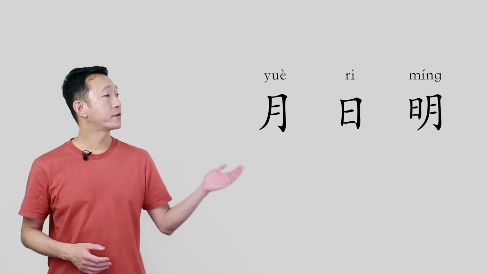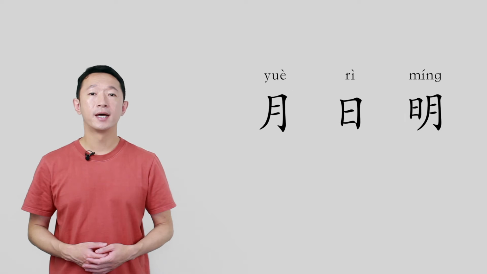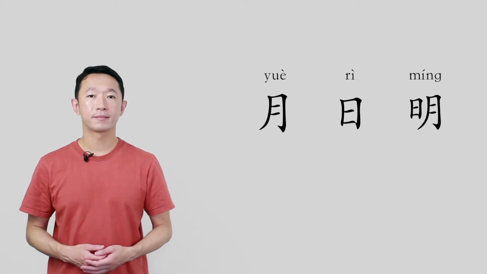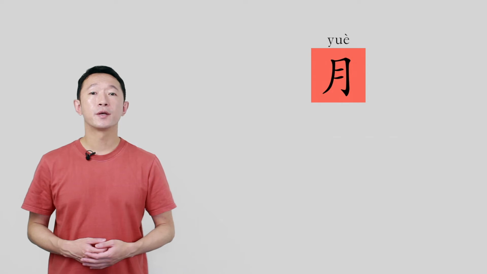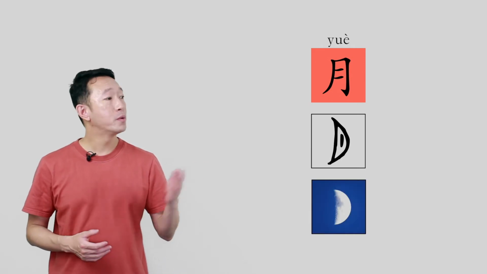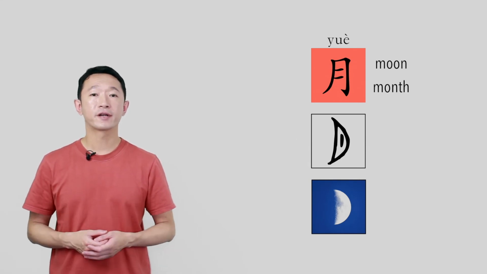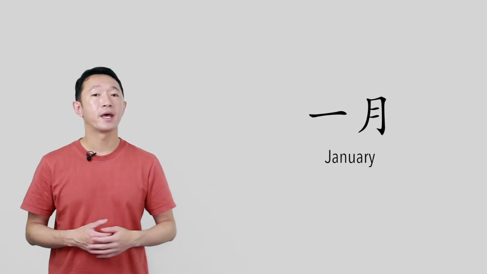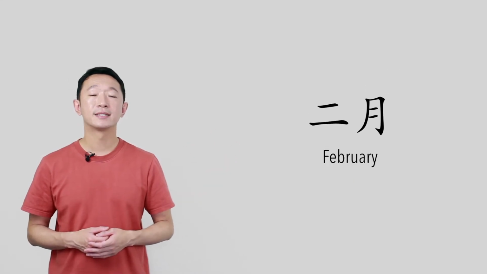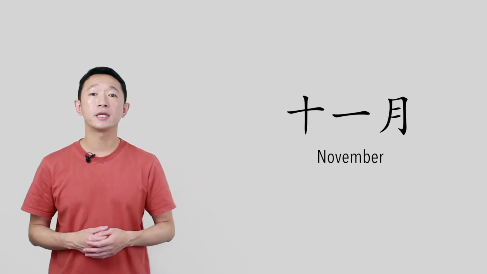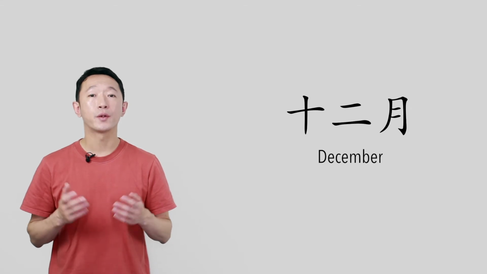Now let's learn these 3 characters. 月 日 明. This character is 月, and this is the Asian form of 月. It represents the moon. So 月 means moon, but it also means month. For example, 1月, 2月, 3月, 10月, 11月, 12月.